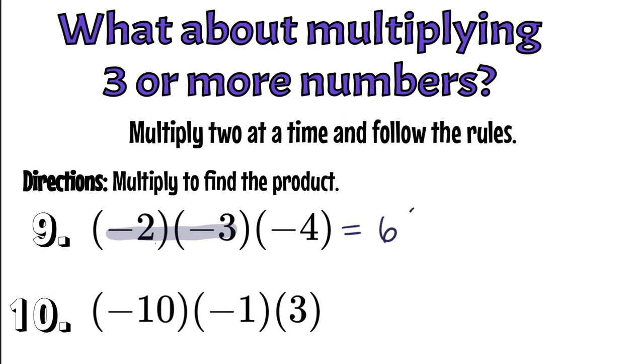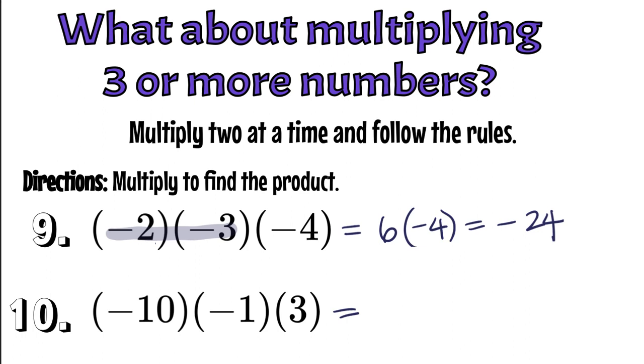And then I'm going to rewrite that second integer that we're multiplying. And now I have this new problem, 6 times negative 4. That's a positive times a negative, which is going to give me a negative 24. So take it one step at a time if you need to when you first start, and then eventually you might get to the point where you can do them more quickly or more in your head.